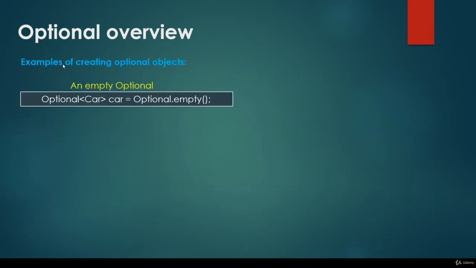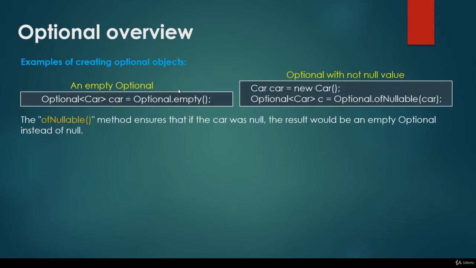Okay, so let's take a look at a concrete example of creating Optional objects. We can create an empty Optional like this: Optional<Car> is equal to Optional.empty(). This is how we create an empty Optional. We are also able to instantiate a new Car class, and we have the instantiated object, and with the help of Optional.ofNullable, providing the car as the parameter, we can create an Optional with a non-null value. By the way, the ofNullable method ensures that if the car was null, then the result would be an empty Optional instead of a null.